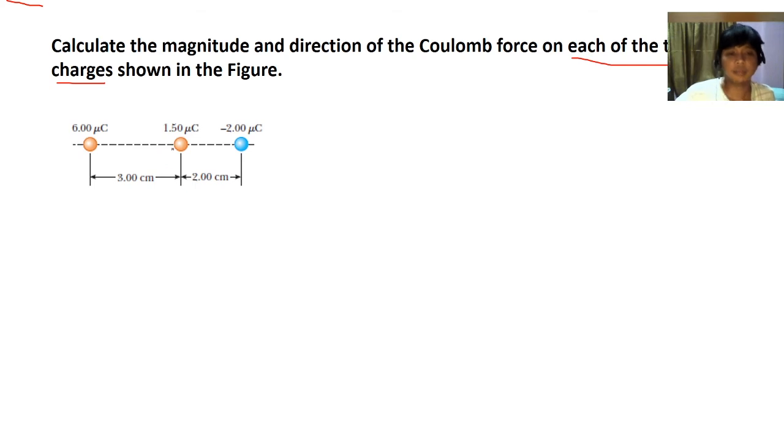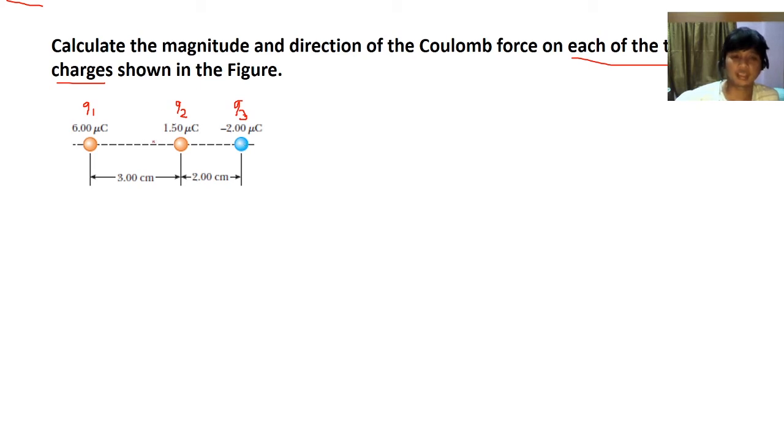Okay, but I'm not going to do all three, I'm just going to do one, and you do the other two. I'm going to do the 6 microcoulomb charge. Let's call that Q1, the 1.5 microcoulomb charge Q2, and the negative 2 microcoulomb charge Q3. Now, Q1 will be repelled by Q2, and Q1 will attract and be attracted to Q3.